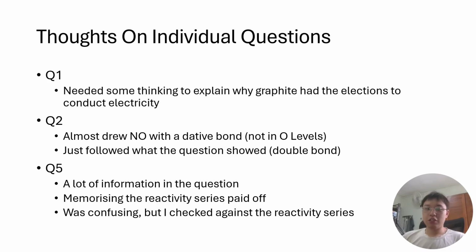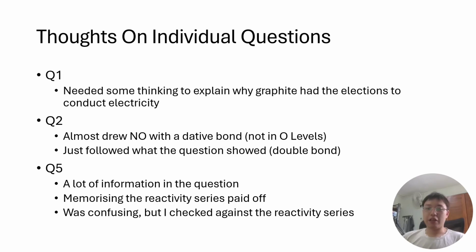For question 2, I almost drew NO with a dative bond, but that is actually not in the O-level syllabus. I was pretty confused at the start, and then after finishing the whole paper, I revisited the question and I realized that I didn't have to think so much. I just followed what the question said and drew a double bond, therefore leaving the nitrogen with only 7 valence electrons. I think I almost complicated the question unnecessarily because I had more knowledge about chemical bonding.